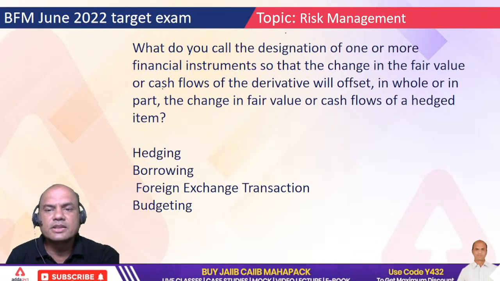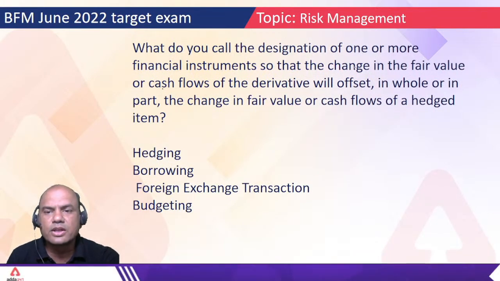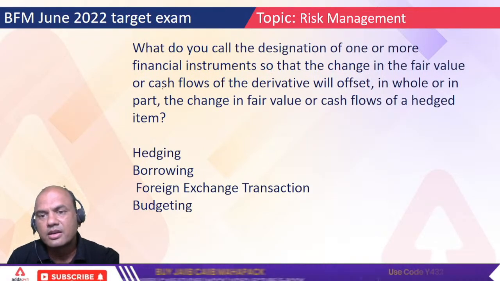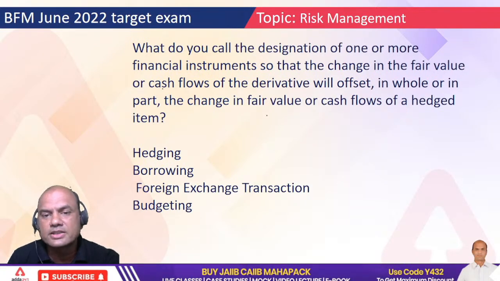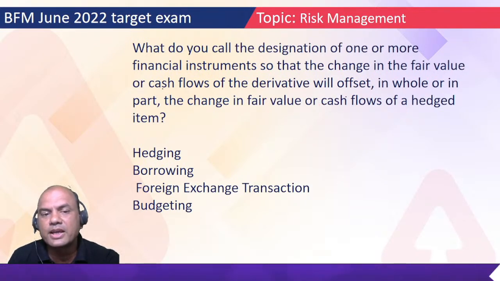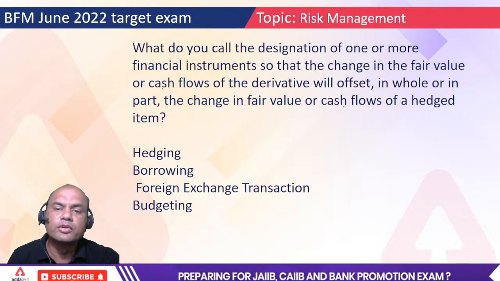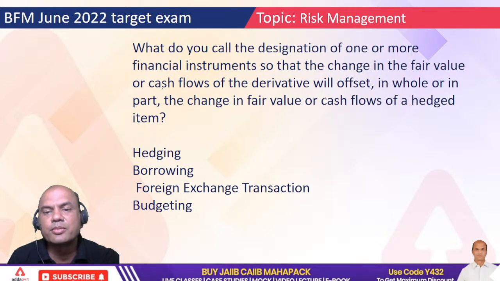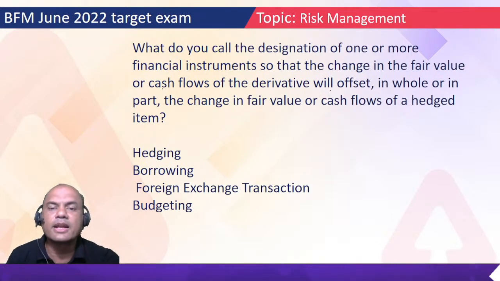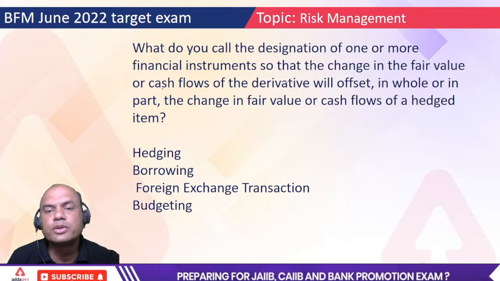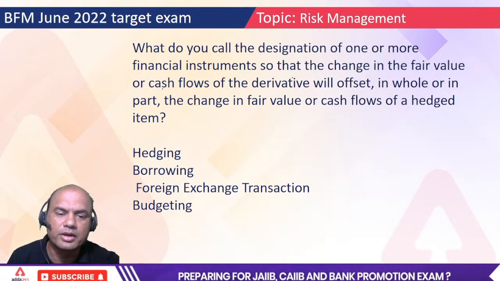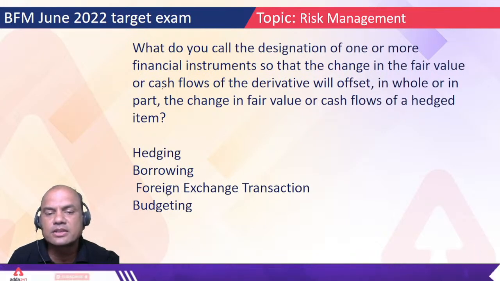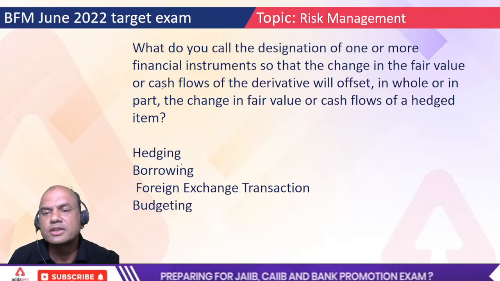What do you call the designation of one or more financial instruments so that the change in the fair value or cash flows of the derivative will offset in whole or in part the change in the fair value of the cash flows of the hedged items? So whatever we have hedged, that hedging will offset the change in the position of that stock or whatever that commodity is. The options are hedging, borrowing, foreign exchange transaction, and budgeting. What is the answer?